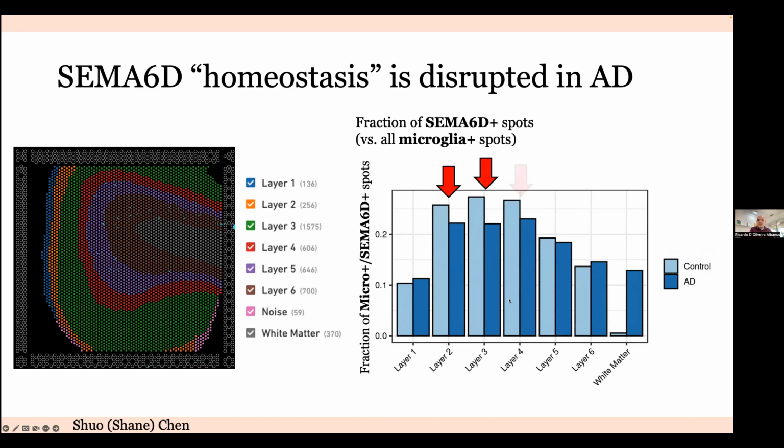But when we look at the difference between cases and controls, you can see a difference. Particularly, we see a decrease in microglia near SIMA6D positive spots in these middle layers, but we see a massive increase in microglia getting closer to SIMA6D expressing cells in the white matter. We're still trying to figure out why that happens, and we're using more advanced computational tools to query this. But the take home of this slide is that, to some degree, SIMA6D homeostasis, and I'll use that with quotes, is disrupted in AD.